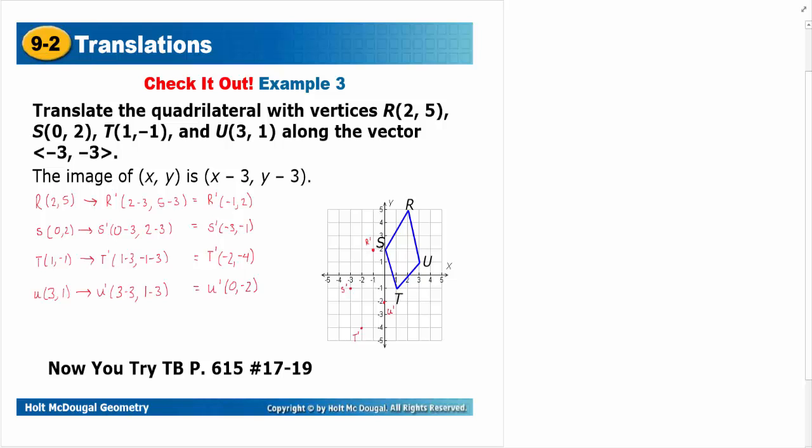So again, we can go ahead and connect these points as best we can. I'll do a better job than that because that's terrible. My first try is always the worst. Okay, that's a little better. Go ahead and connect those points. S and T, and R and U.